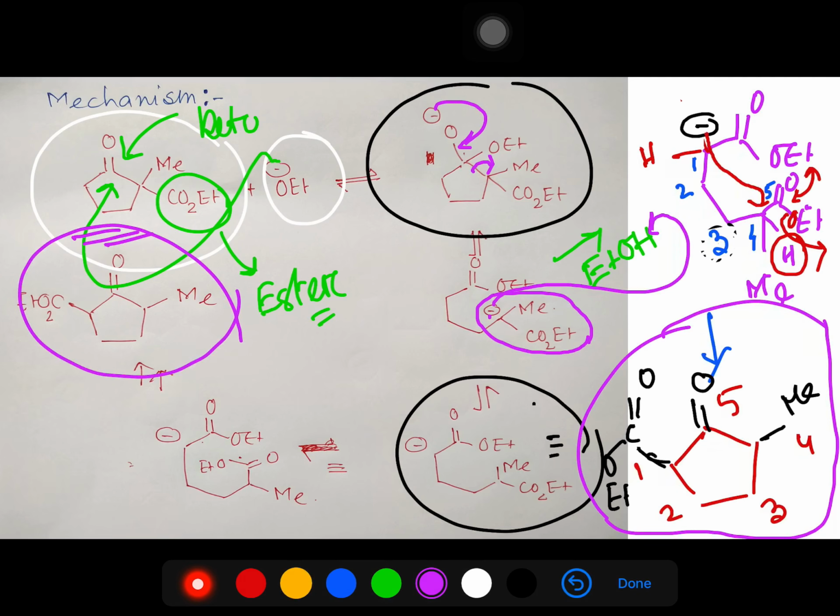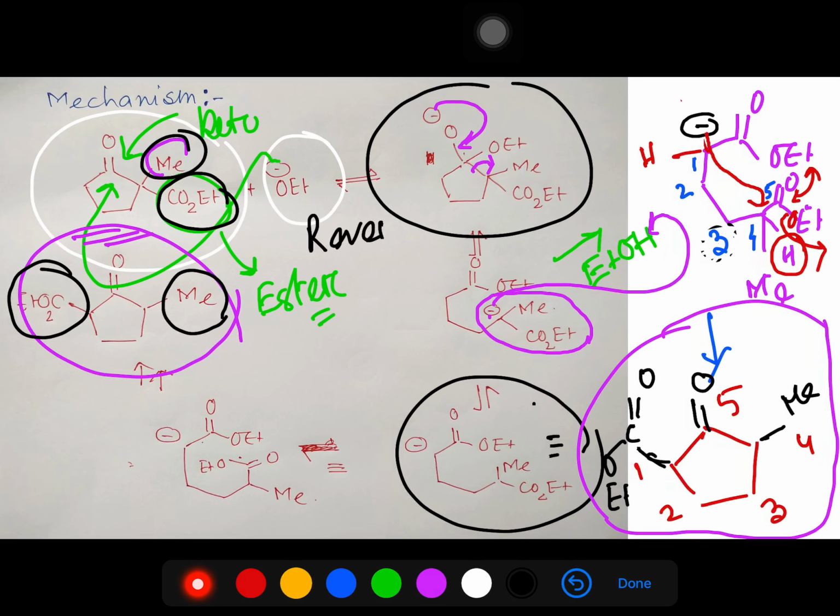See, what conclusion did we get? Previously the methyl and CO2Et were on the same side. Right now the methyl and CO2Et are on different sides. So this is through reverse Claisen ester condensation. So first a reverse Claisen ester condensation, second a direct Claisen ester condensation. But the question is, why does this reaction stop at this stage? Why is this the product?